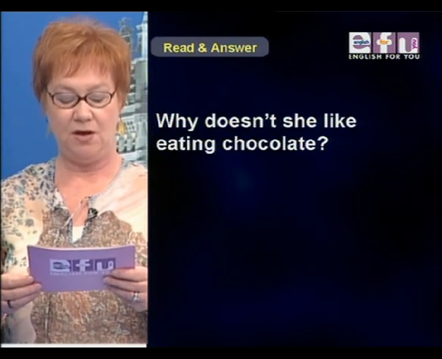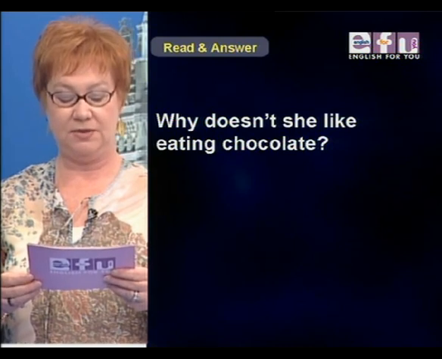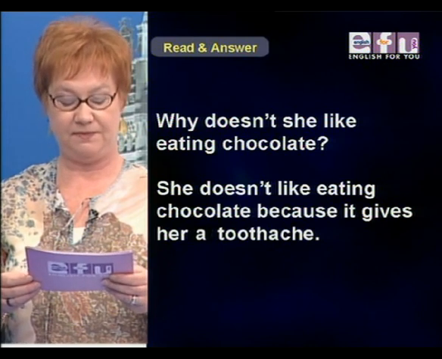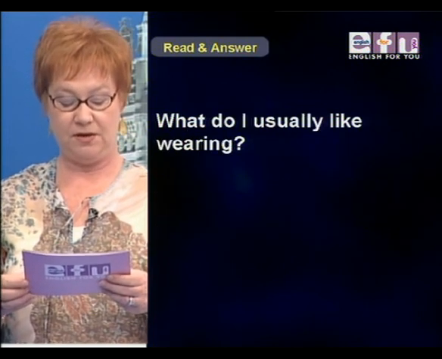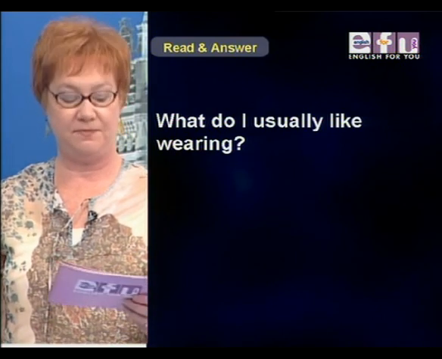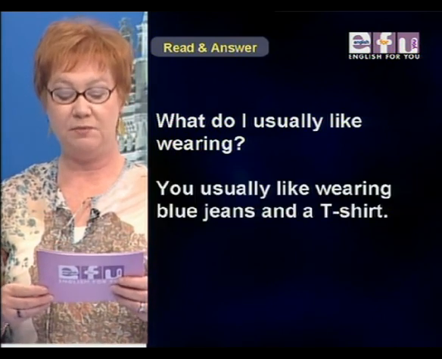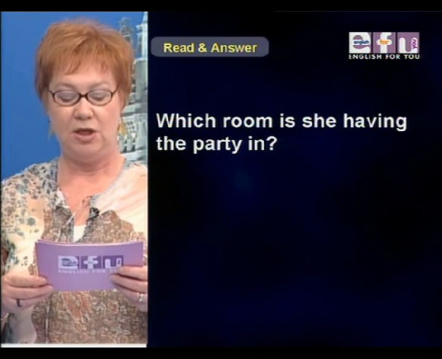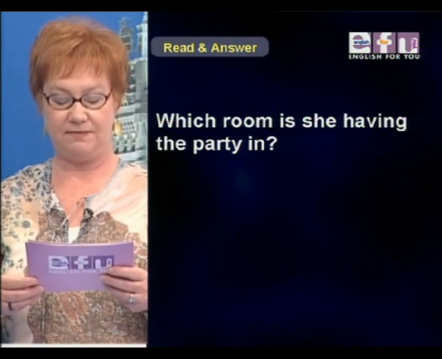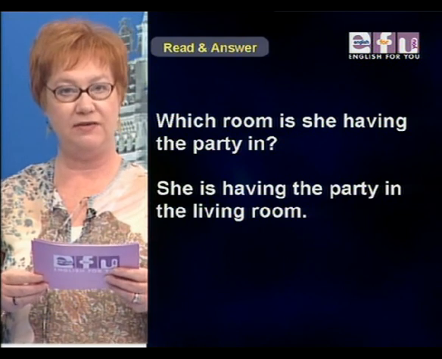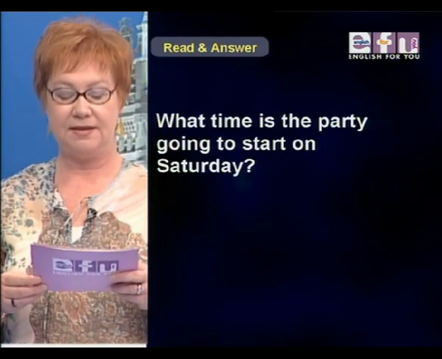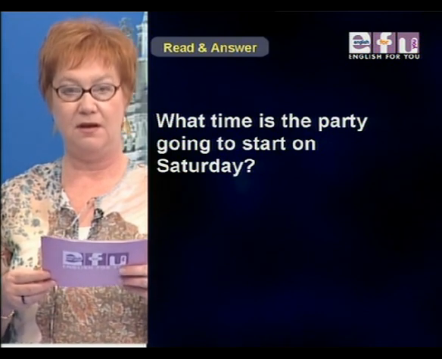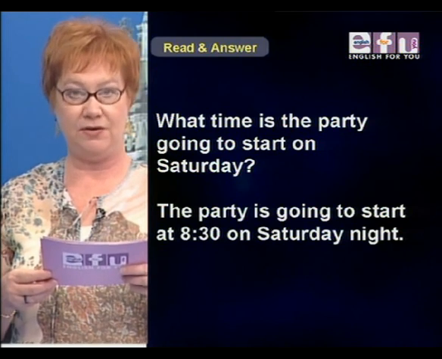Number 3. Why doesn't she like eating chocolate? She doesn't like eating chocolate because it gives her a toothache. Number 4. What do I usually like wearing? You usually like wearing blue jeans and a t-shirt. Number 5. Which room is she having the party in? She's having the party in the living room. Number 6. What time is the party going to start on Saturday? The party is going to start at 8:30 on Saturday night.